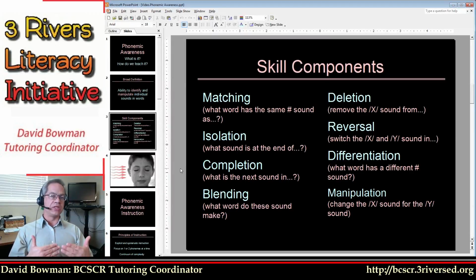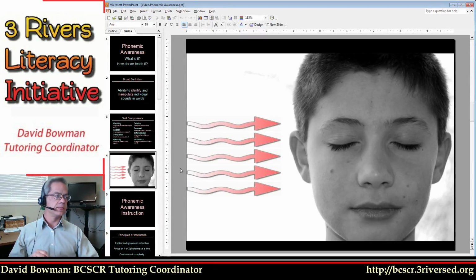So that's manipulation, being able to change out sounds and create new words from the result. Those are the various sub-skills within phonemic awareness. So when we're talking about phonemic awareness, identifying and manipulating sounds, we're really talking about all of these various sub-skills here. But there's one very important point that needs to be made.